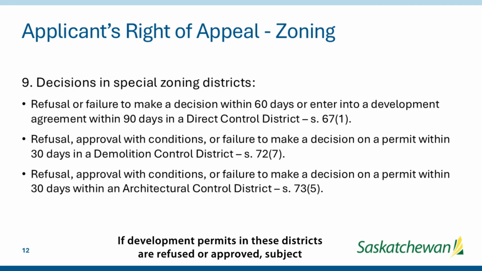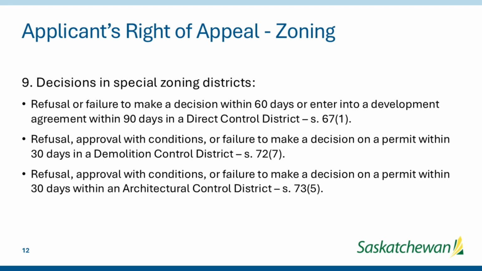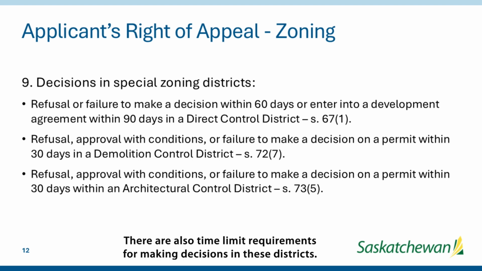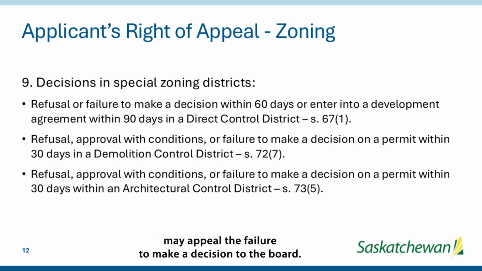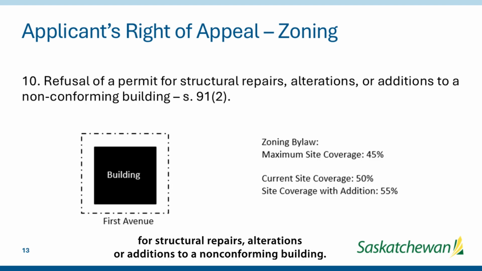If development permits in these districts are refused or approved subject to standards or conditions, those may be appealed to the local board. There are also time limit requirements for making decisions in these districts. If decisions are not made within these timelines, the applicant may appeal the failure to make a decision to the board. The 10th right of appeal is the refusal of a permit for structural repairs, alterations, or additions to a non-conforming building.